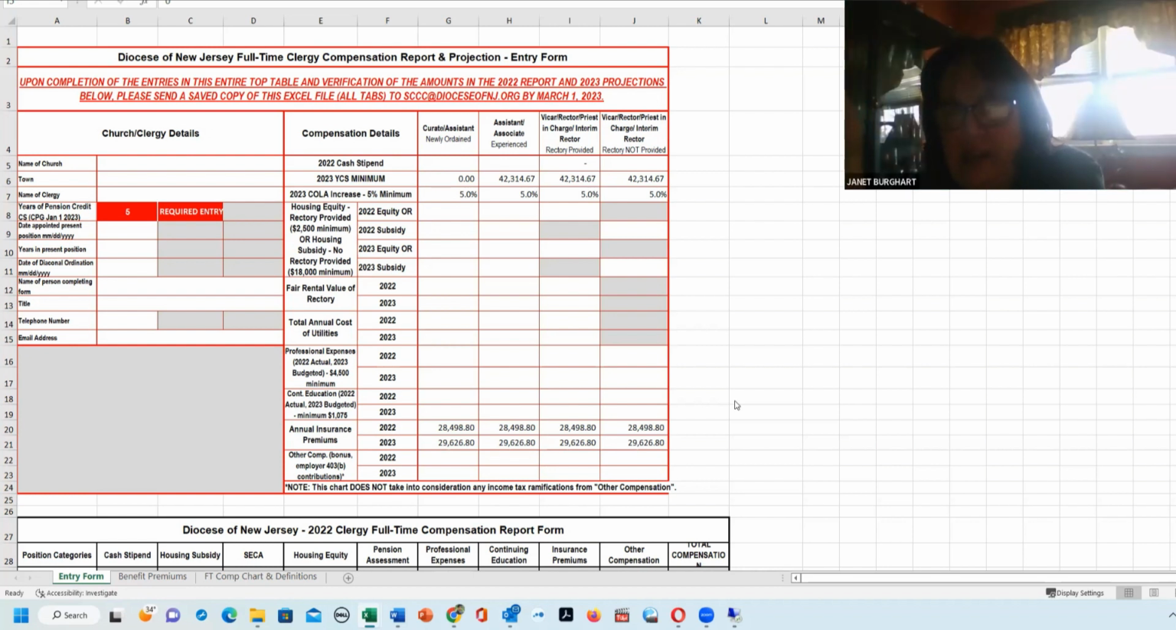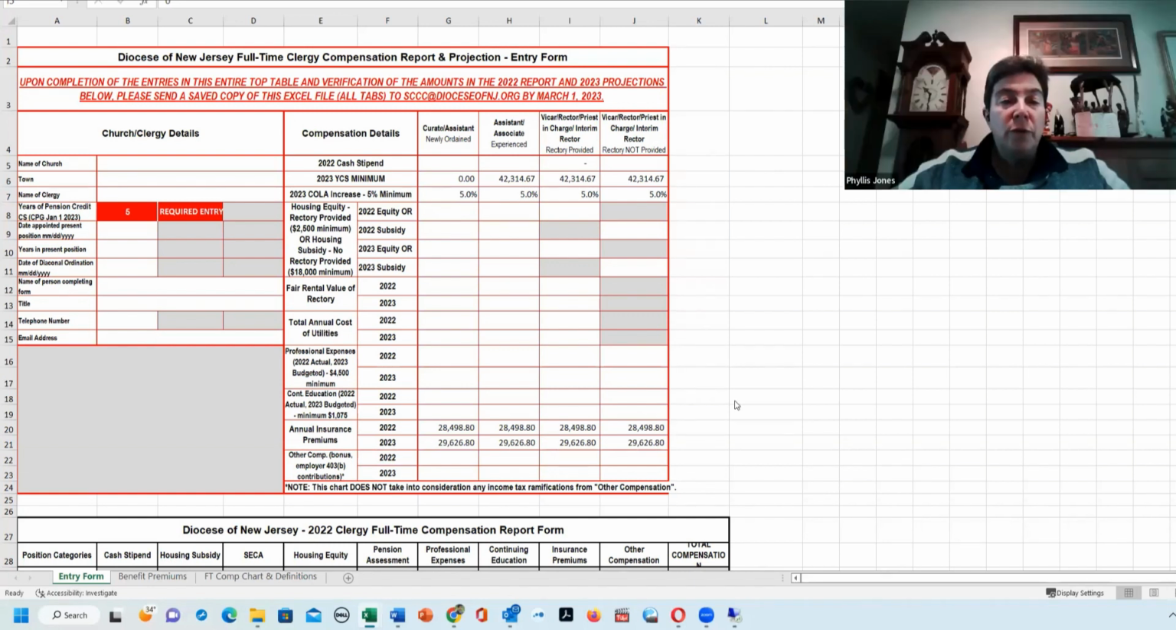So if we have a housing allowance for the 22 cash stipend amount, we would only put the stipend, not the stipend plus the housing. Right. This was a form you should have filled out last year for the 2022 compensation. Whatever you actually paid your clergy person as cash stipend, according to the projection you did last year, that's what you would report on this form moving forward.